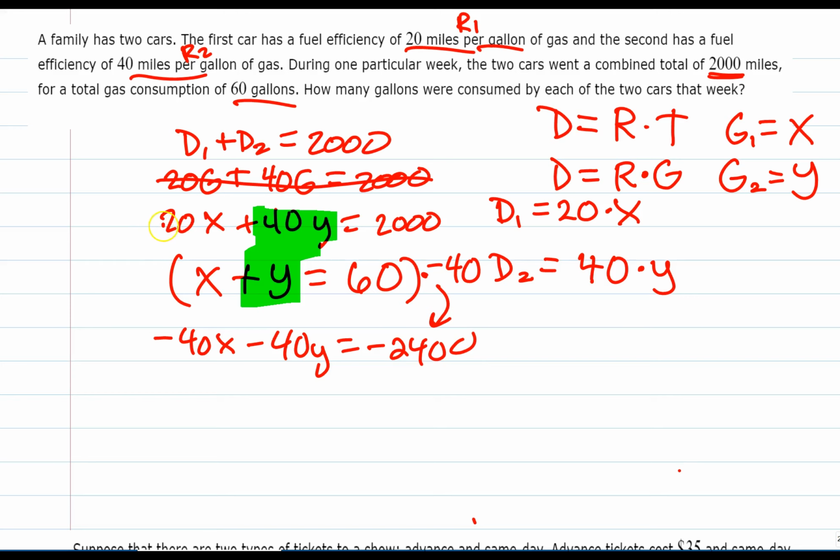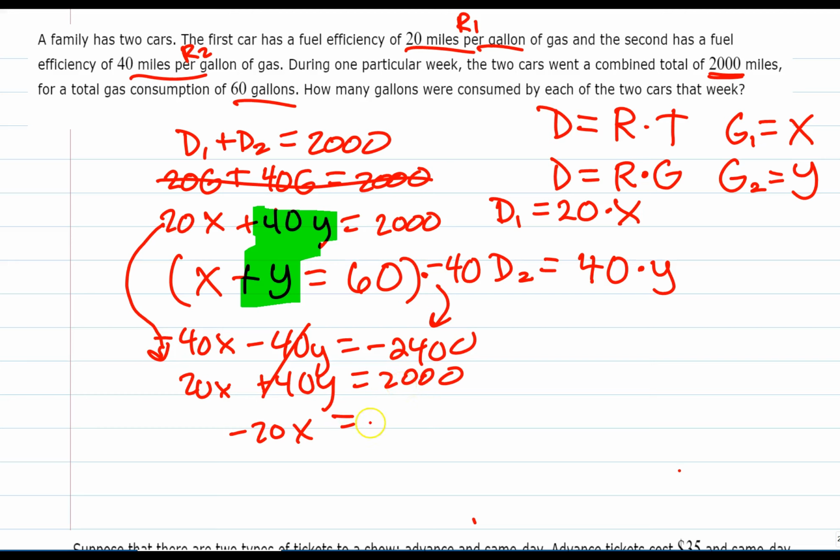I can now take that top equation, bring it down. 20x plus 40y is equal to 2,000. We're going to have to deal with a couple negatives because we chose to do the bigger number, the y's instead of the x's. It doesn't matter. You have a calculator, don't you? What is negative 40 plus 20? What is negative 2400 plus 2,000?